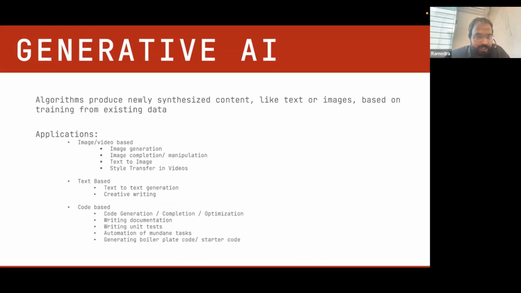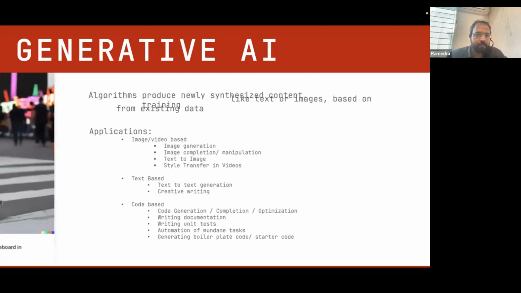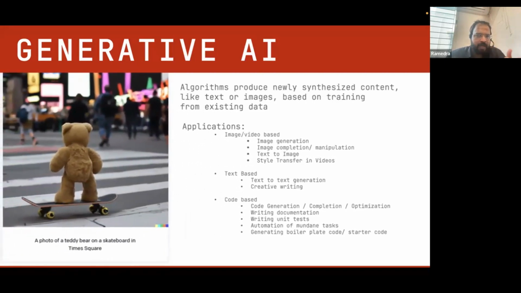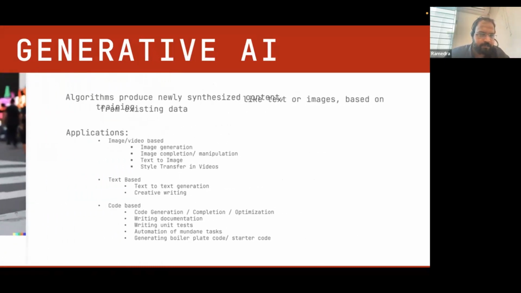OpenAI has come with DALL-E. Style transfer, you have shot a video in a certain style, you can transfer it. Text based, of course, we are going to go into a lot of detail. And then, of course, code based, that is, how can you generate code or programs. So these are some of the things that we are going to talk about. I'm just showing you some of the images. Like this is the image of a teddy bear in Times Square, right? This is generated by DALL-E. DALL-E is another product by OpenAI, the same company which has made Chat GPT.